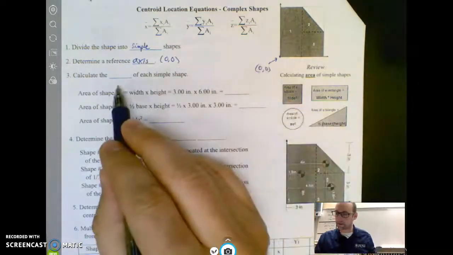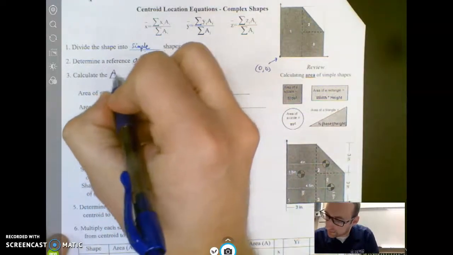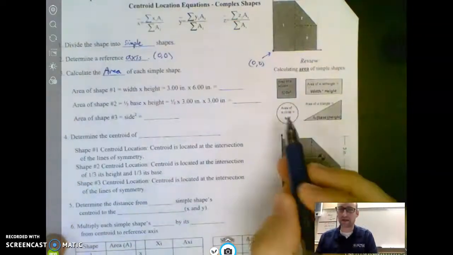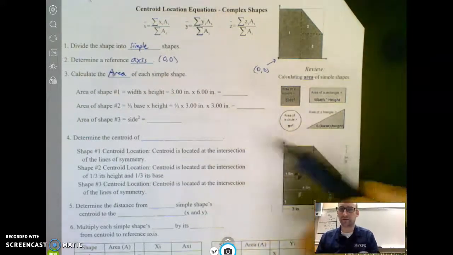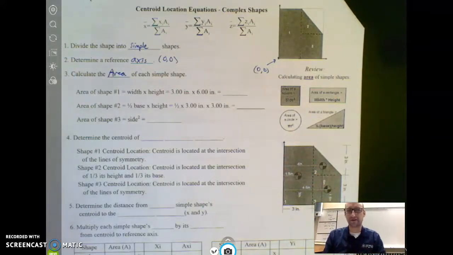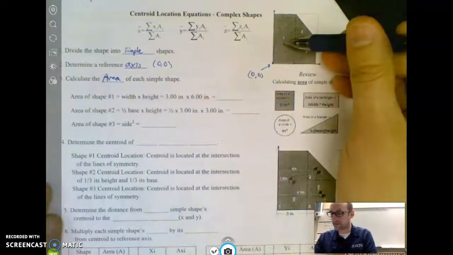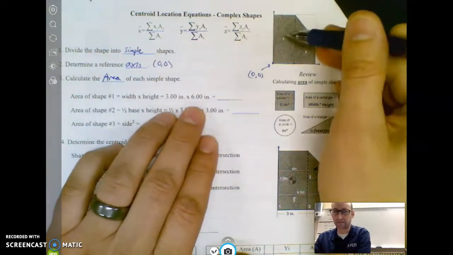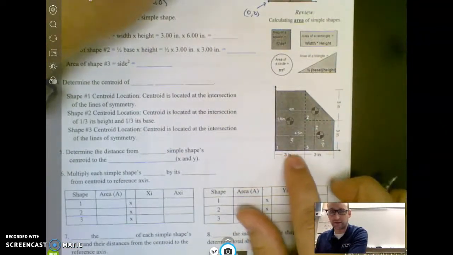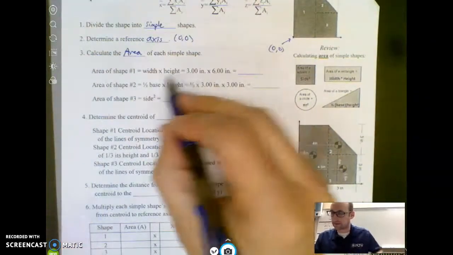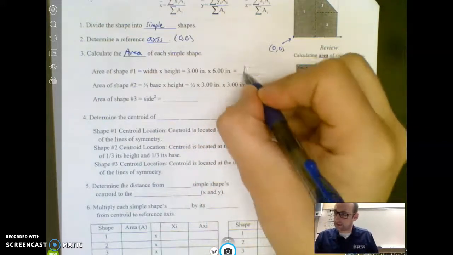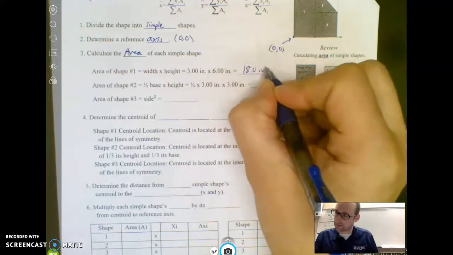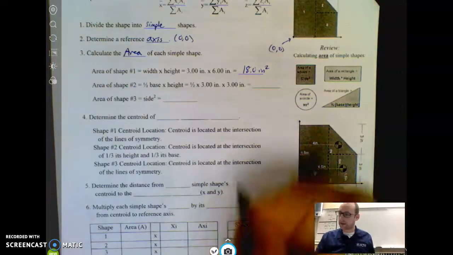And then after we find our 0, 0, we're going to calculate the area of each simple shape, because the area, how big it is, will determine how much of its centroid makes a difference. So these are all pretty simple shapes, right? Shape 1 is just a rectangle. And if you look at the dimensions that are in your notes, it's a 3 by 6 rectangle. So the total area is going to be width times height for a rectangle, 18.0 inches squared.